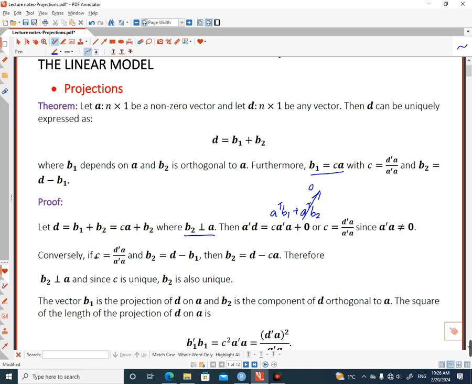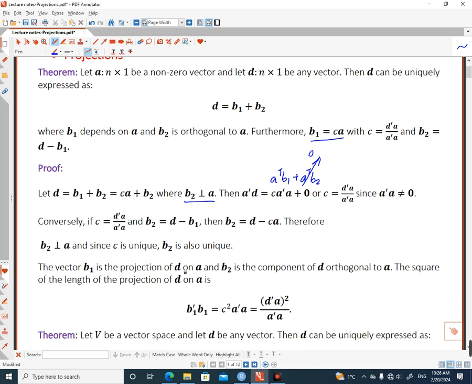However, conversely, we can say if C is equal to this, then we can construct B2 as D minus B1. And then if I substitute it, it easily follows that B2 is equal to D minus CA. And therefore, we can conclude that B2 is orthogonal to A, because this C is unique and B2 is also unique. So the proof is pretty simple.